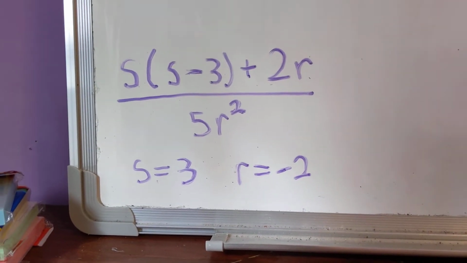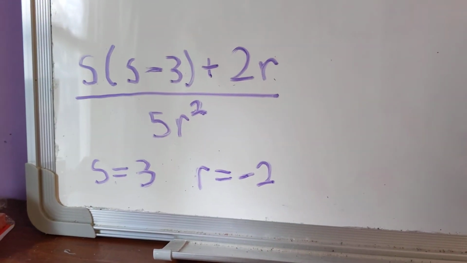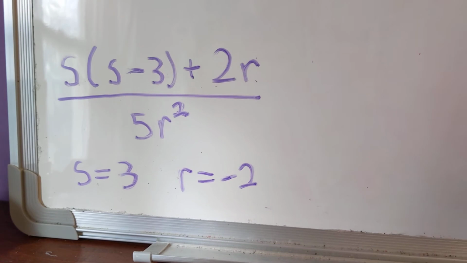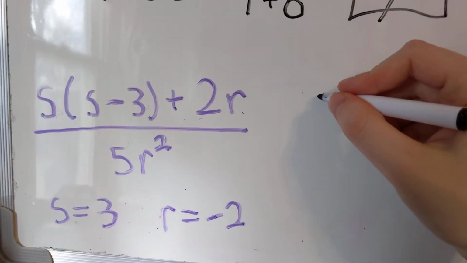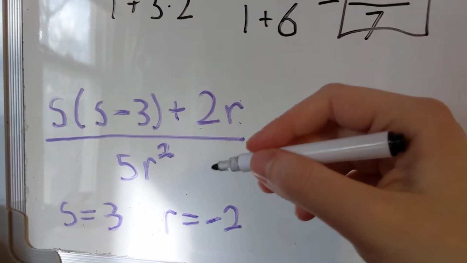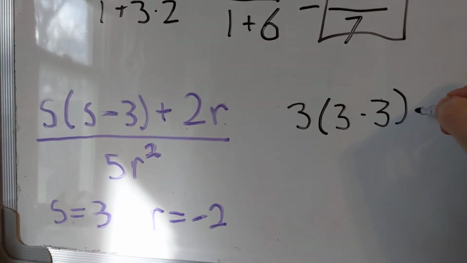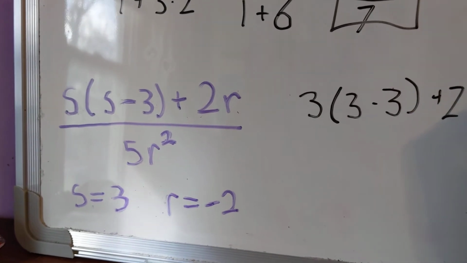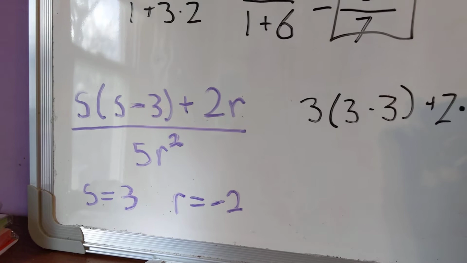All right, so the first step, of course, is to substitute in the values that we were given. So we were given that s equals 3 and r equals -2. So the very first thing we see here is an s. So instead of s, we'll be writing 3. And then parentheses, we have s minus 3. So s is 3. So we have 3 minus 3. And then plus 2r. So plus 2 times, don't forget your times in between 2 and r, is -2.